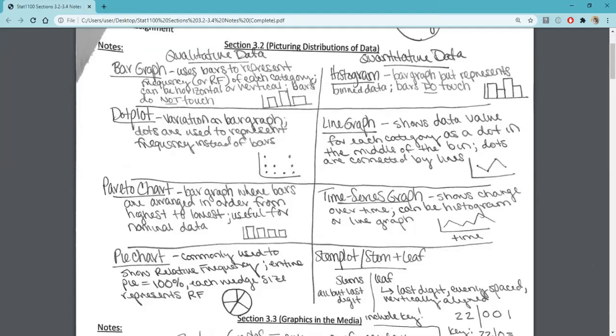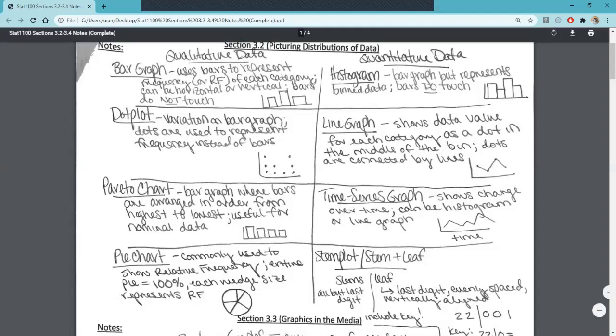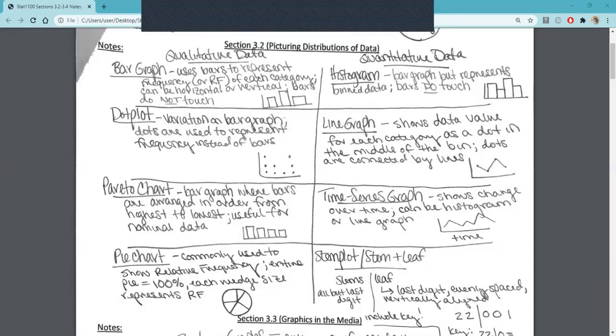And as I go through these, know that some of these can also be used for quantitative, just as some of the quantitative can be used for qualitative. But we are talking about how they are primarily pictured. So although we can see other types of data in different types of graphs, primarily we'll see them in these categories. So in the qualitative data, let's talk about the bar graph.